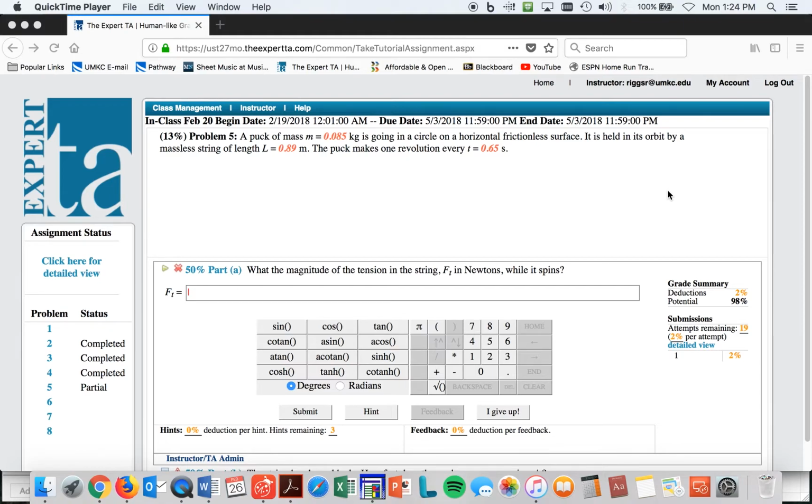So we've got a mass of 0.085 kilograms, and our radius, which is basically the length of the string it's being swung around with. I'm going to write down the radius. And the puck makes one revolution every 0.65 seconds, so T equals 0.65 seconds. I want to talk about some of this before we go too far.